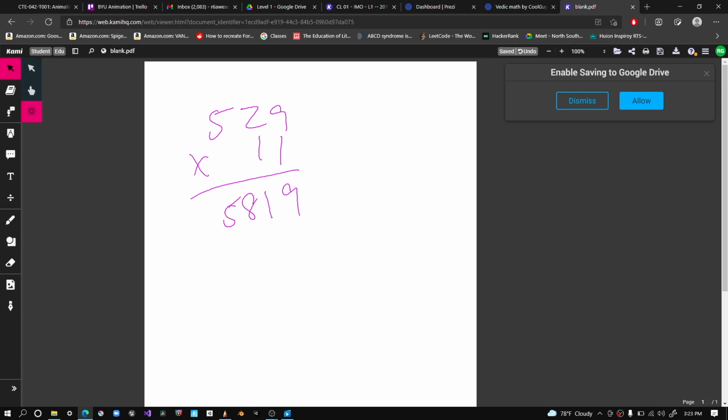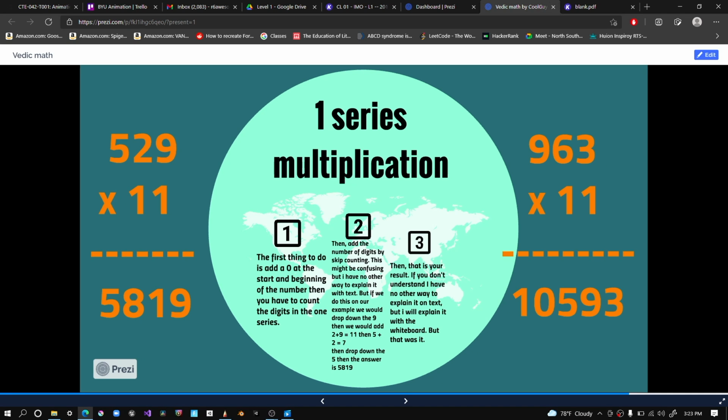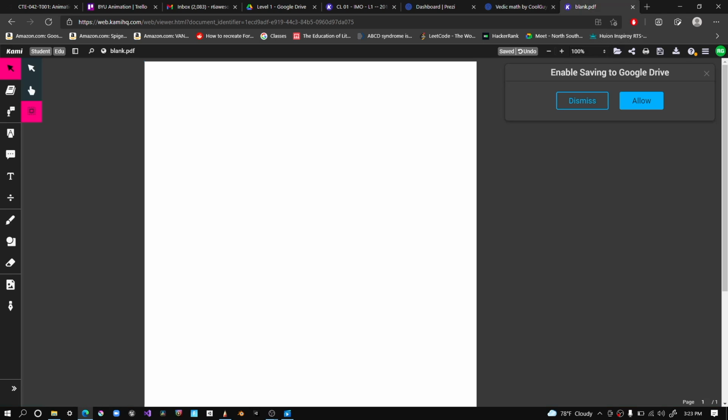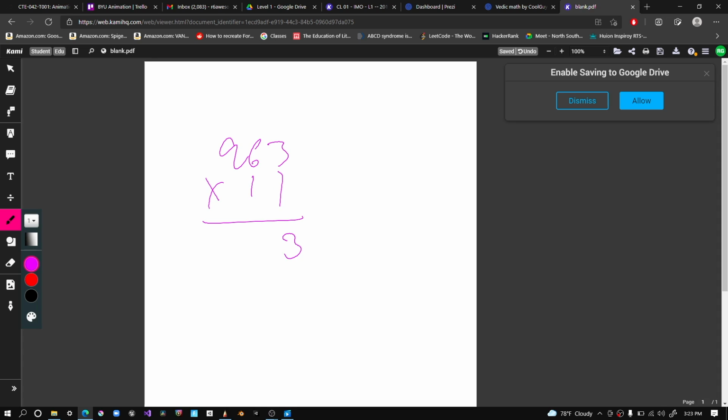So now let's try the other example here. We have 963 times 11. We have 11 again, so let me just write this down: 963 times 11. So we have 3 drop down. 6 plus 3 equals 9. 6 plus 9 equals 15, 1 extra. 9 plus 0 equals 9, but then 1 extra, 10. So that's our answer for 963 times 11.